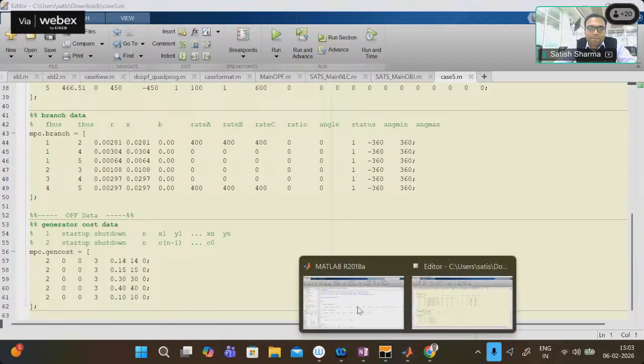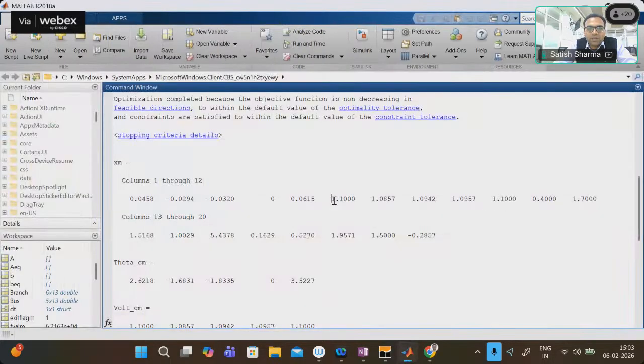If you look at the remaining 5, these are the voltages. You can see, like, 3, 4 and 5, these are the 5 voltages, and you can see many of the voltages are at the maximum value, which is 1.1. So for the 5 bus system, Vmax was 1.1. This is also in per unit.